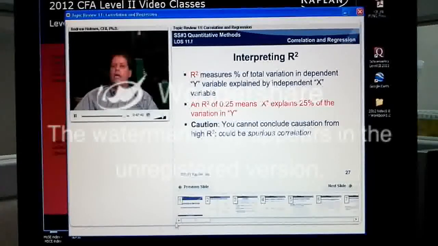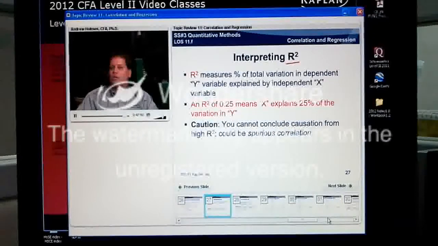So an R square is also a measure of goodness of fit, and probably the most common measure of goodness of fit. And this measures the percent of the total variation in the dependent variable that's explained by the x variable. So if we get an R square equal to 0.25, and we're regressing housing starts against interest rates, what that says is variation in interest rates explains 25% of the variation in housing starts. So this is obviously going to be bounded by 0 below and by 1 above. You can't explain less than 0% of the variability, and you can't explain more than 100% of the variability.